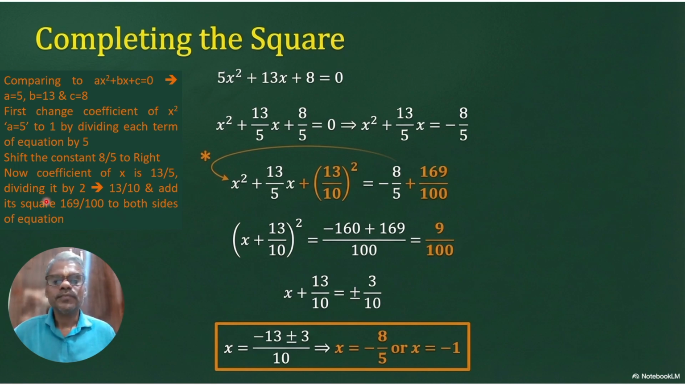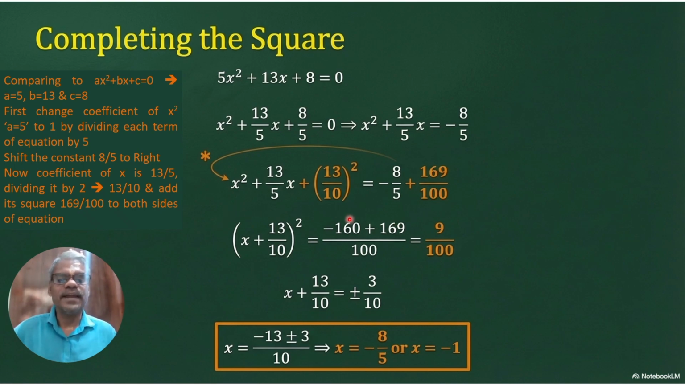Now, the coefficient of x is 13/5. Divided by 2, it gives us 13/10. Now add its square to both sides. So we get x² + (13/5)x + (13/10)² = -8/5 + 169/100.